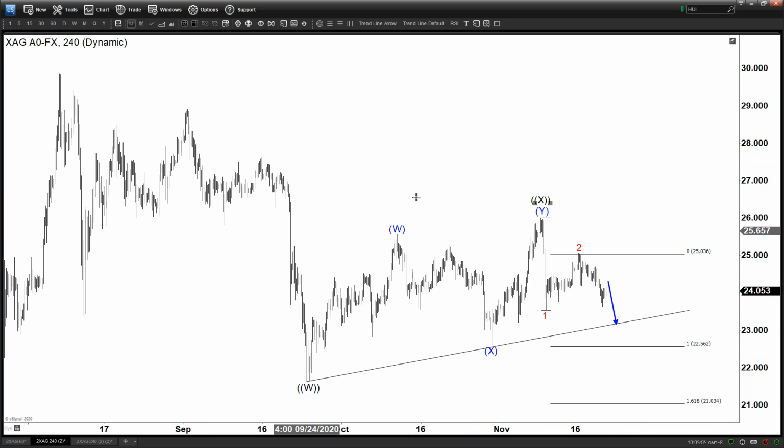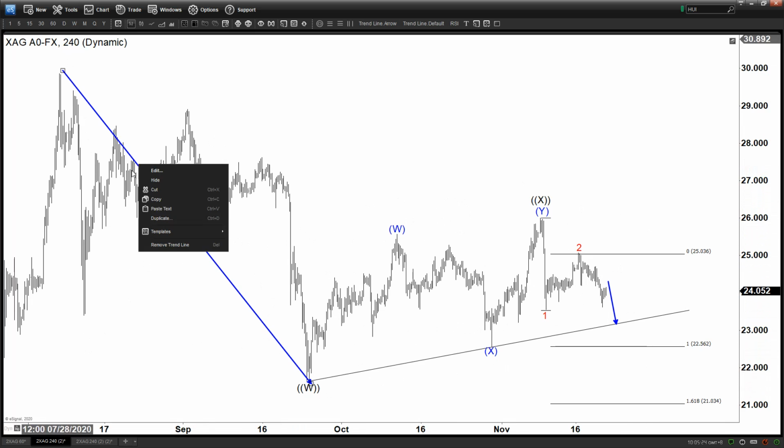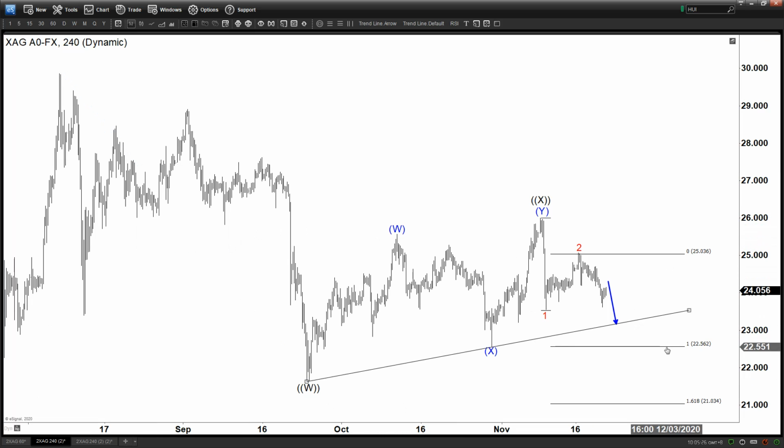I know it's probably not giving the bigger picture, and the bigger picture is simple. The bigger picture is bullish because this decline from $30 is a corrective structure, so the bigger picture is bullish. It's just a matter of the short term being very sideways, very complex right now, so it can continue to chop around a little bit more.